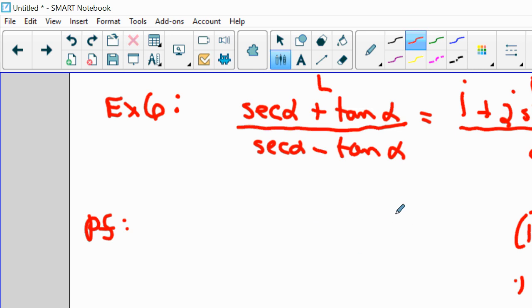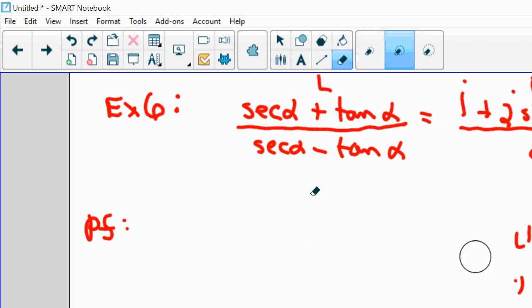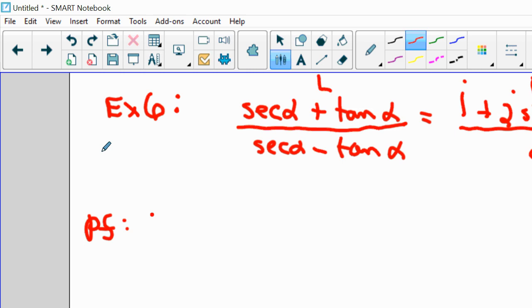I'm pretty sure something like that's going to happen to us down the road here. But I'm going to start on the side with the secants. So I'm going to start on the left.